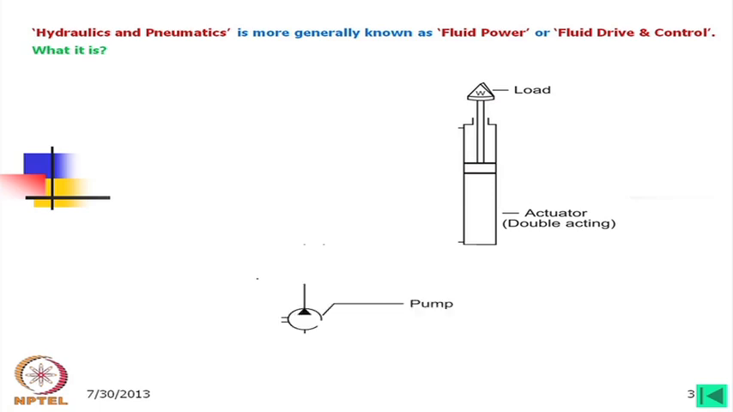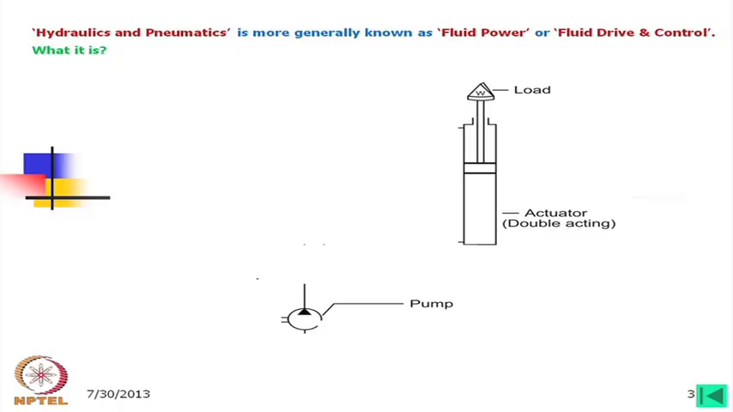Now, we will think of supplying the oil to the cylinder, and we will think of a pump. So, we have put a pump. Now, we can directly connect this pump to the bottom of the actuator, and then we can lift the load. But the question is that when the pump will run, how can we take out the oil to lower the load? Therefore, we need some means to take the oil out.